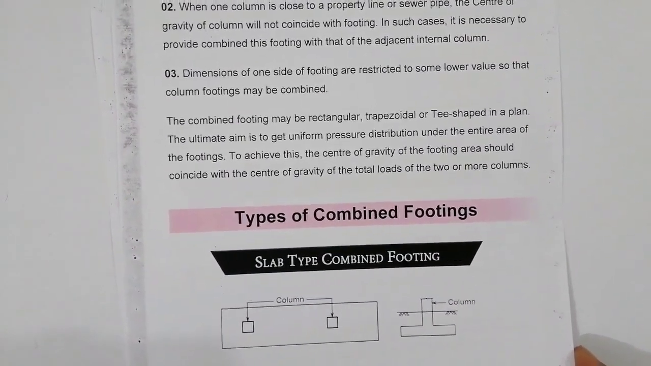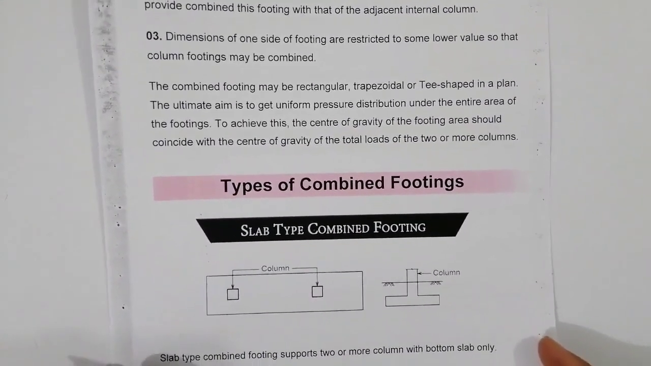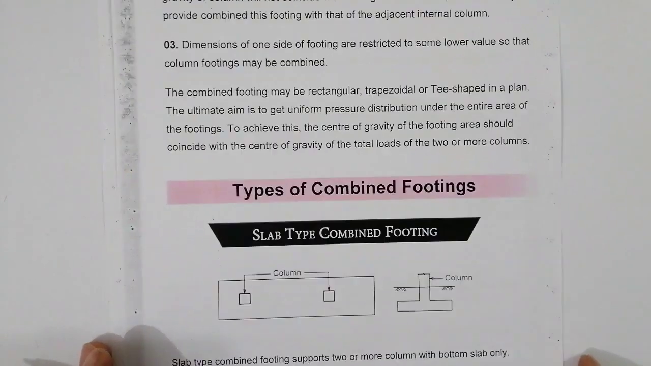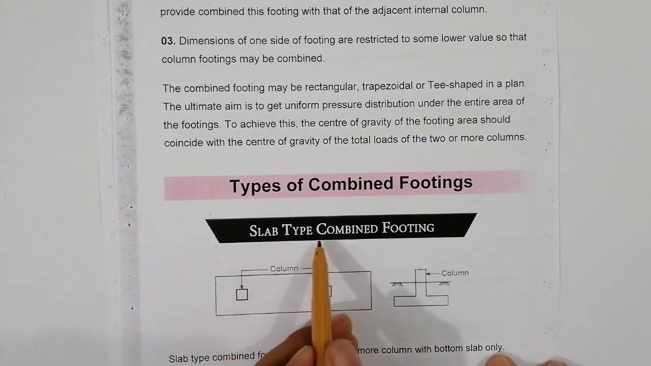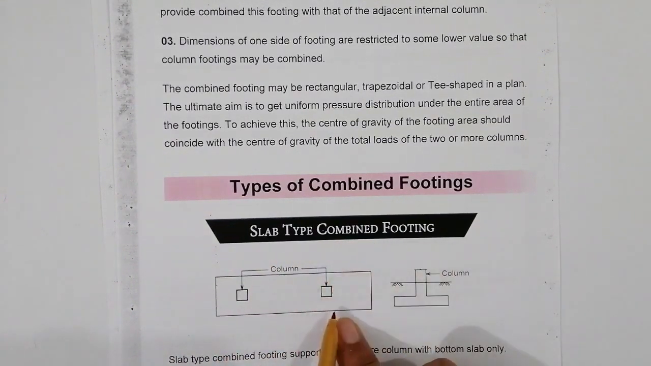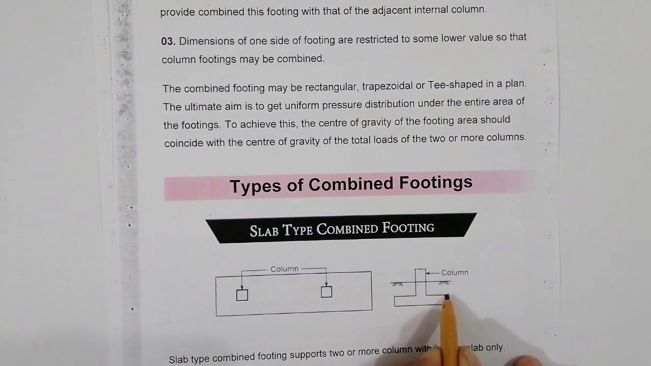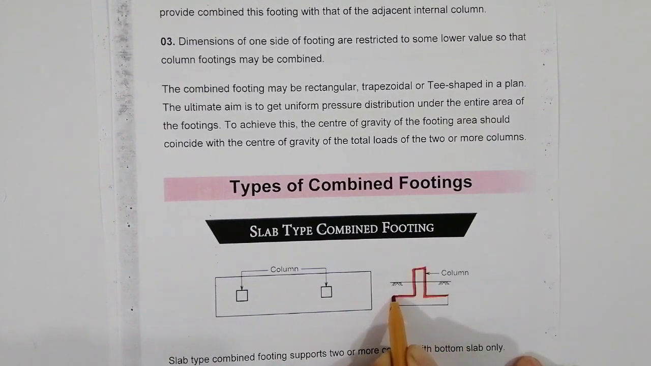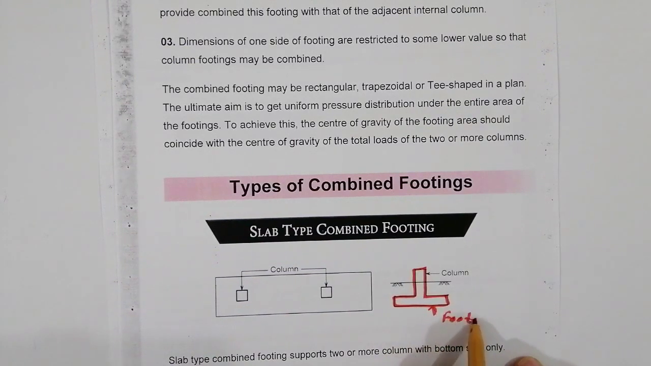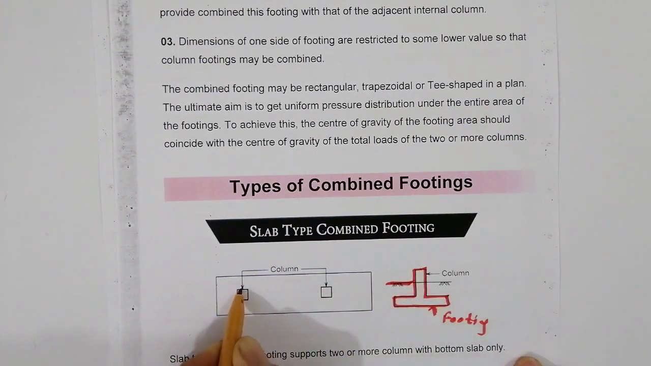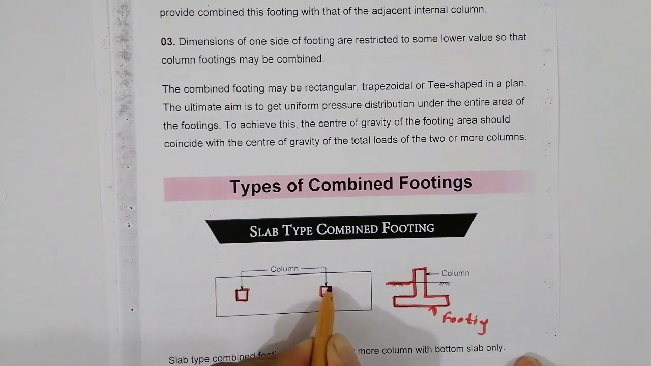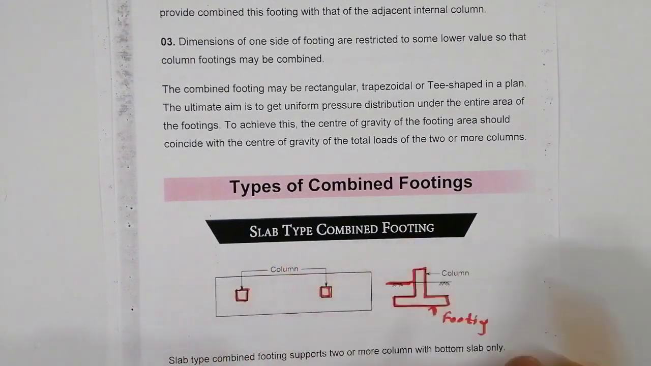Now guys, you can see the types of combined footing. So what are the types of combined footing? The first type is slab type combined footing. Slab type, as you can see, like this. This is footing, this is footing, and this is column, and this is NSL or ground level. So this is one column, this is the other column. This is called slab type combined footing.